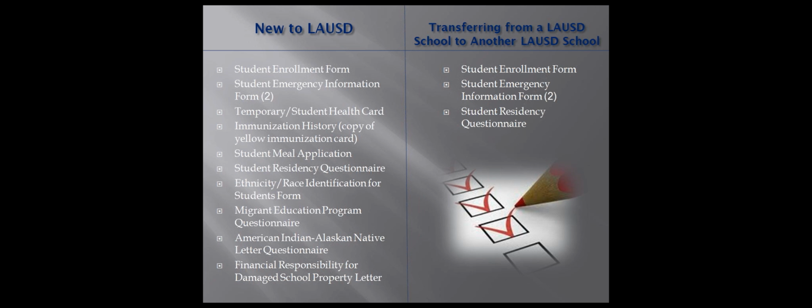The enrollment packet for a brand new student to LAUSD must include all the documents listed on the left side of your screen. This includes the student enrollment form, student emergency information form, temporary student health card, immunization history, student meal application, student residency questionnaire, ethnicity race identification for student form, migrant education program questionnaire, American Indian Alaskan Native letter questionnaire, and the financial responsibility for damaged school property letter.